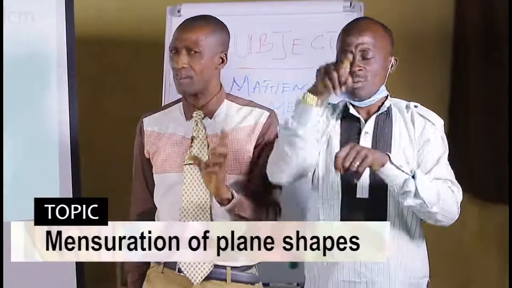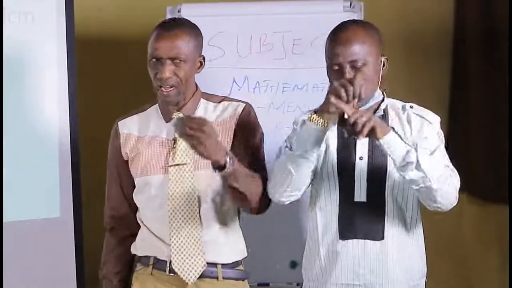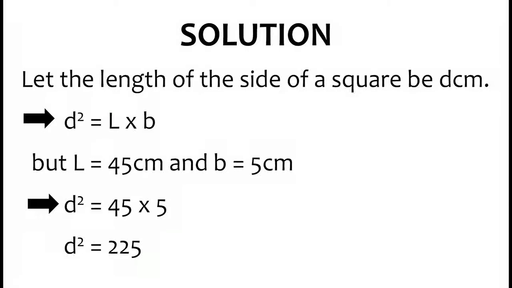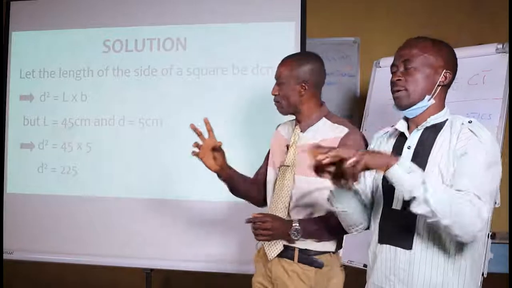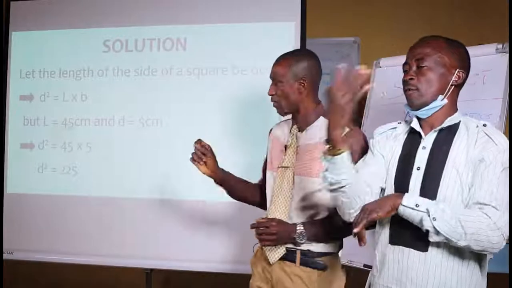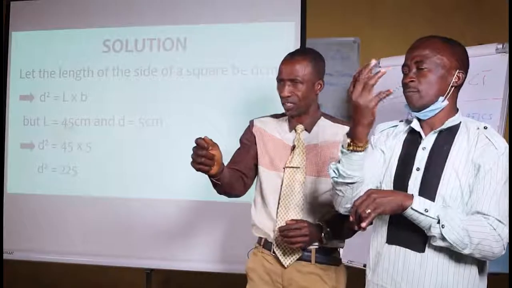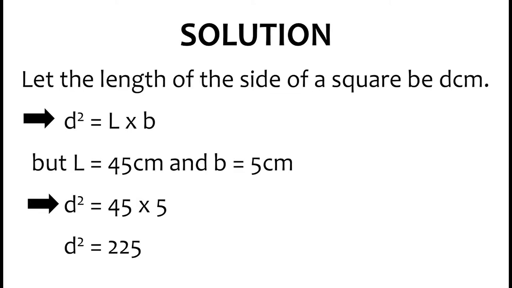So, you must bear in mind that from the question, the area of the square is equal to the area of the rectangle. That is, d square is equal to L times b. But from the data, because we were told that the rectangle measures 45 centimeters by 5 centimeters, that shows our length equals 45 centimeters, and our breadth equals 5 centimeters.